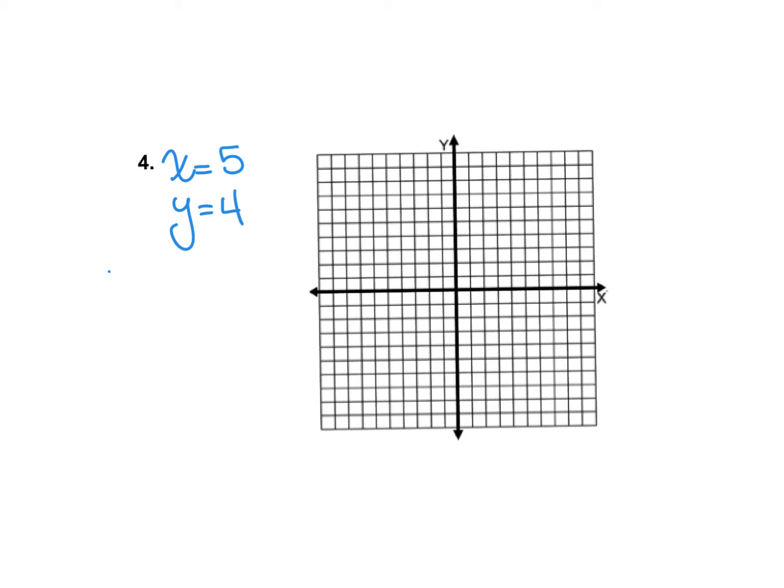Remember that x equal to a number gives a vertical line going through the x-axis. If it's helpful to you, just make a little xy table. And in every case, x is equal to 5.